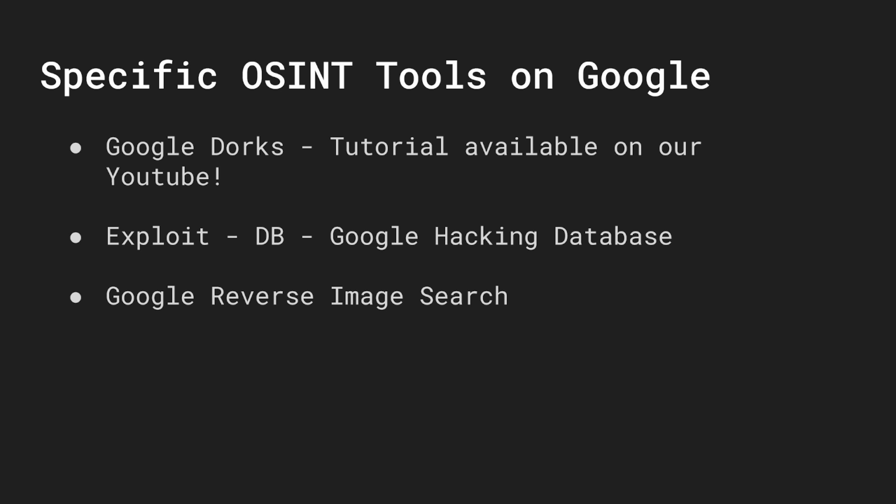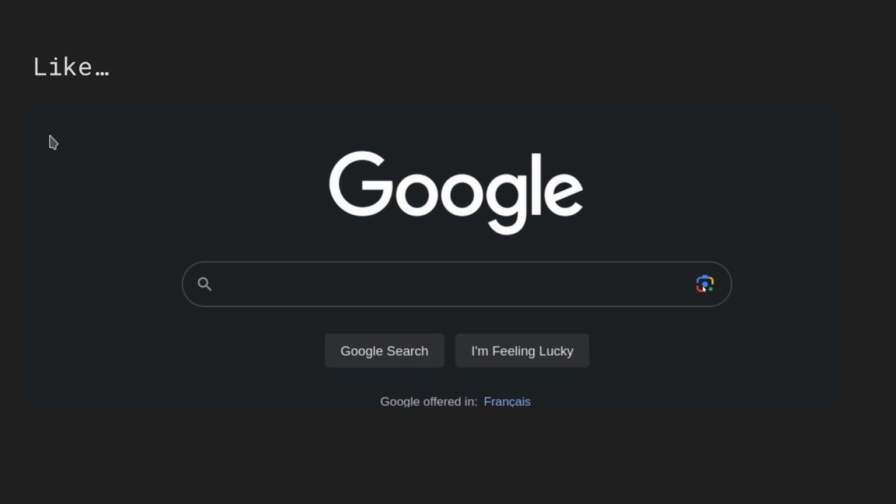We also have the Google Hacking Database, which is essentially a curated list of Google Dorks that can give you some interesting results. I highly recommend checking it out at exploit-db.com. And then there's also the Google Reverse Image Search. Google Reverse Image Search can help you find where an image has come from on the internet. So if you're not sure about an image, you would be able to put it into the Google search bar here and literally search using an image.